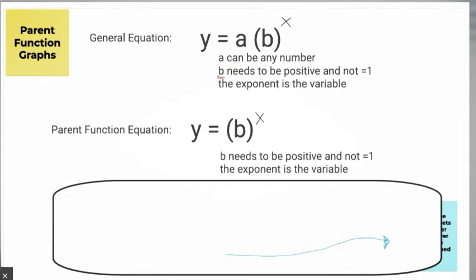The b needs to be positive. I can't see any negatives, and it can't be a 1. Those are two important things, positive and not 1. And then obviously this x needs to stay a variable. It needs to be an x.